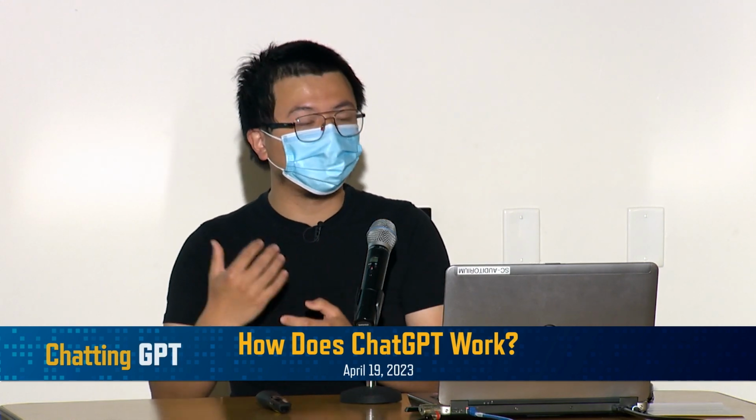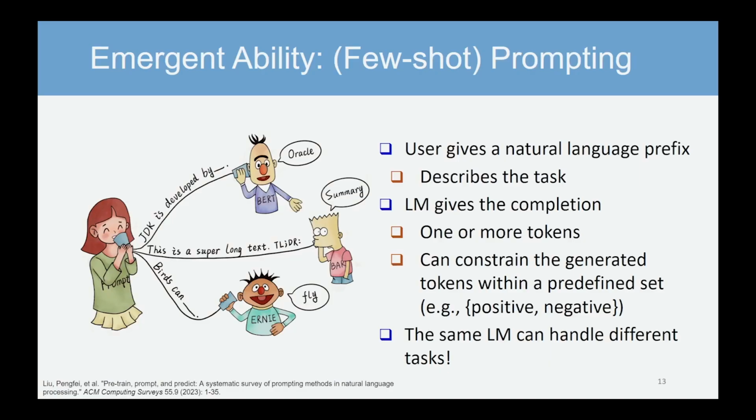So in that case, the model will understand you're doing binary classification, working on sentiment analysis, without any specific training on sentiment analysis data. It can give you some reasonably good performance. So the same language model can handle different tasks. This is a very strong capability that we have never seen before in those domain-specific or application-specific models.